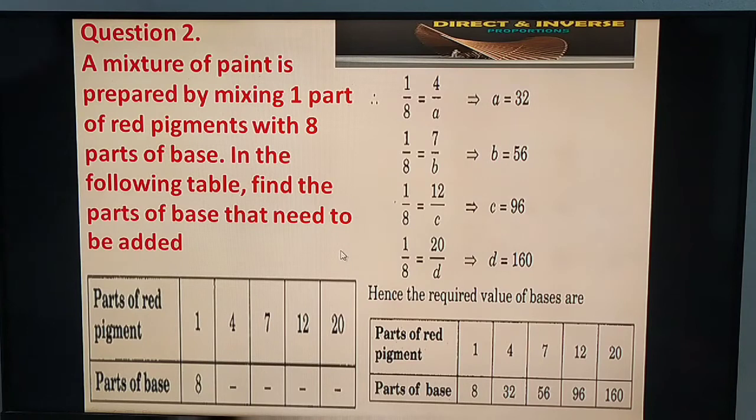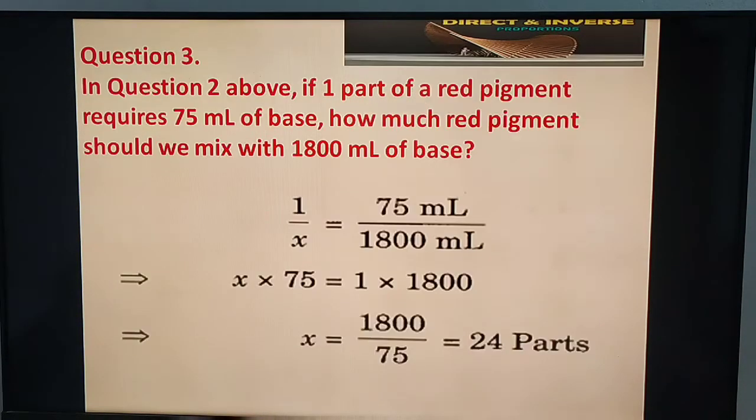This is how to solve this problem, because the base and the pigment parts are in direct proportion, therefore their ratios are always equal. Means these are in proportion, direct proportion, or direct variation. Now let us do the third problem.